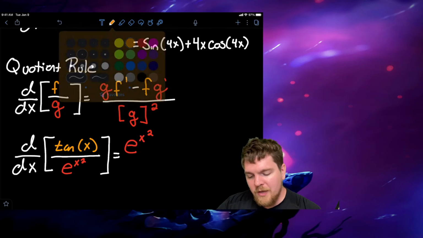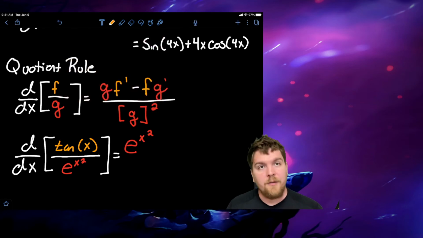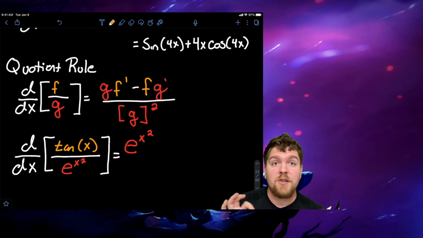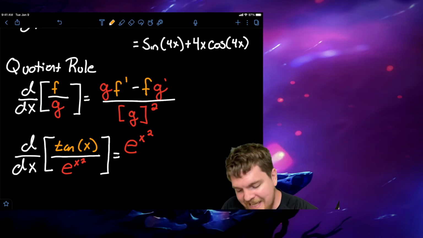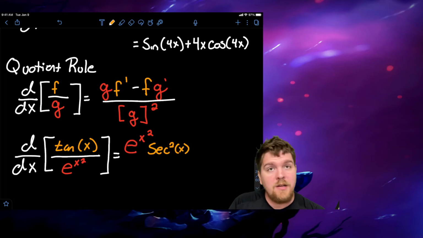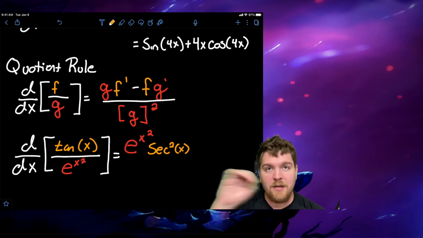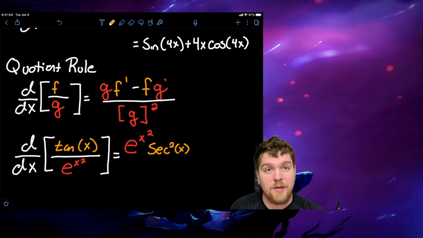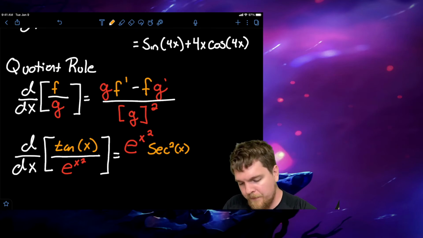And what does that get multiplied by? Well, the derivative of the numerator. We know, or we should know, that the derivative of tangent is secant squared. And because there's not a composition here, we don't need to worry about a chain rule. So the first thing we have is the denominator times the derivative of the numerator, this e to the x squared times secant squared of x.